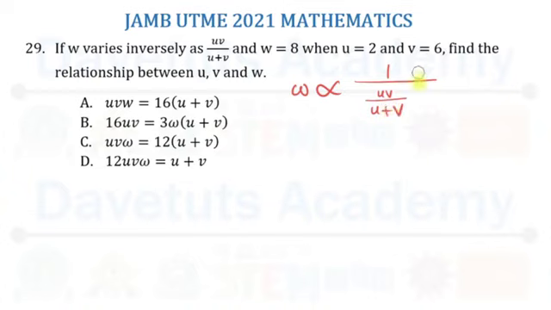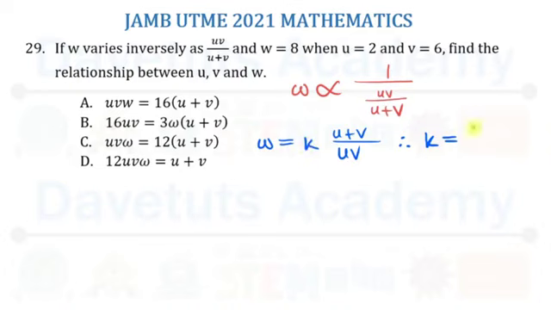If we can be judicious enough to note this, we can see that to introduce our constant of proportionality, because this is a question of variation, we can say W is equal to K multiplied by U plus V over UV, since we are inverting this denominator. But we are given the values of W, U, and V already. So from here, what is K?